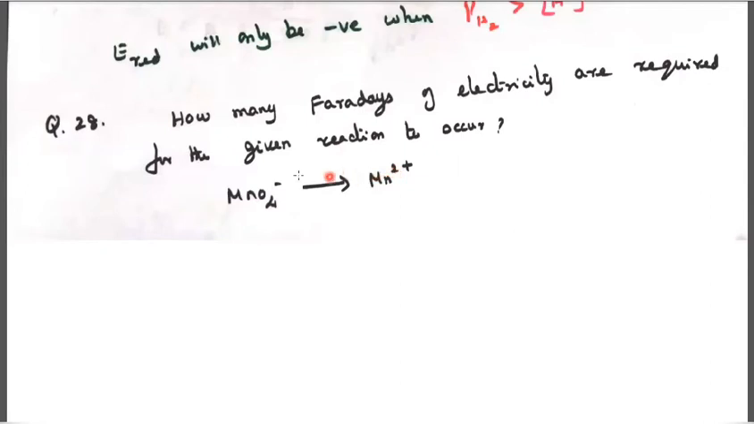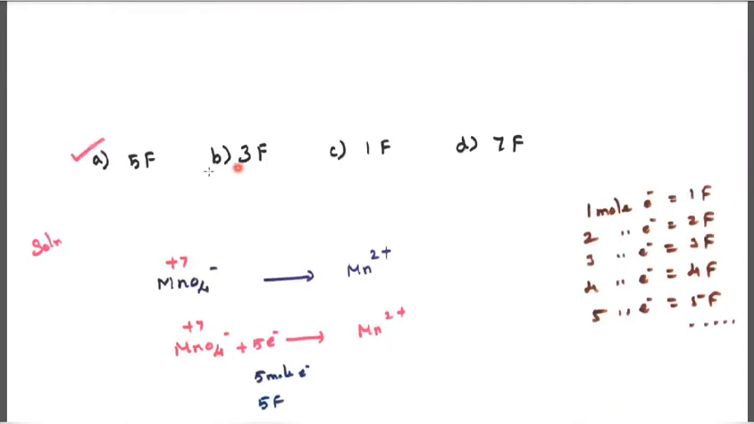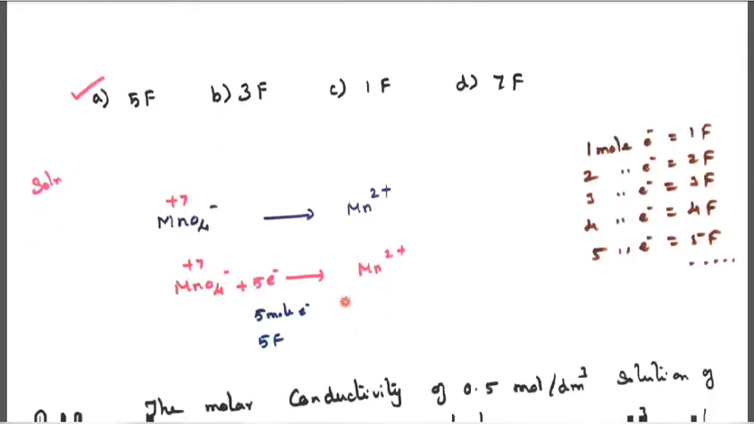We should put the electrons near the higher oxidation number side. On this side Mn is plus 7, so we should put 5 electrons here. 5 electrons means 5 Faraday. So here 5 Faraday, MnO4 minus takes 5 electrons. Mn valency is plus 7 and plus 2 in Mn2 plus, the difference is 5. That 5 should be put near the higher oxidation number side. 5 moles of electrons is nothing but 5 Faraday.